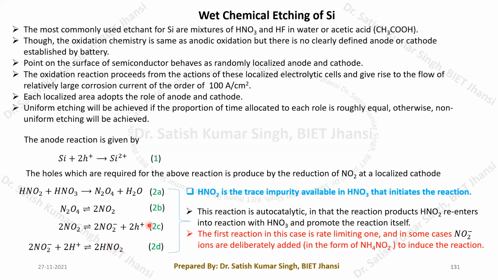That's why this HNO2 re-enters the reaction with the HNO3. We do have a certain trace amount of HNO2 that may initiate the reaction, and after all these reactions, again the byproduct will be HNO2, which may re-enter the reaction with the HNO3, and this process continues. This reaction will continue, and this way holes can be further generated, and the silicon can be converted into silicon 2+ ions.